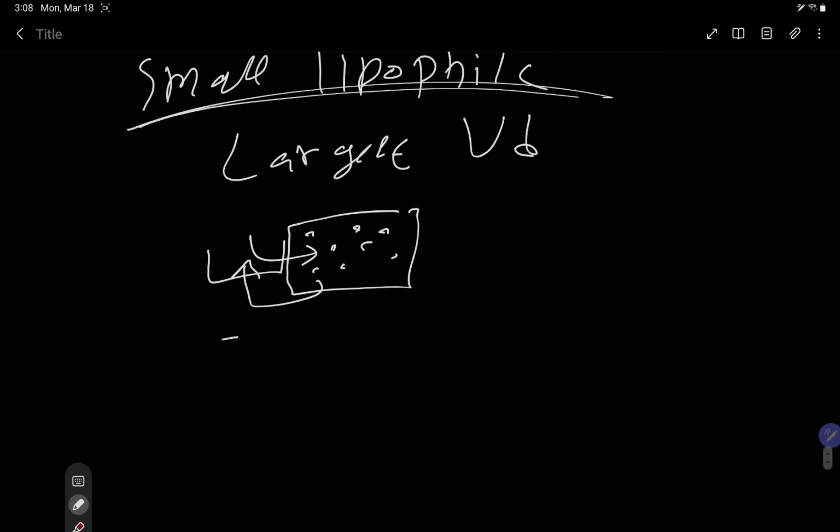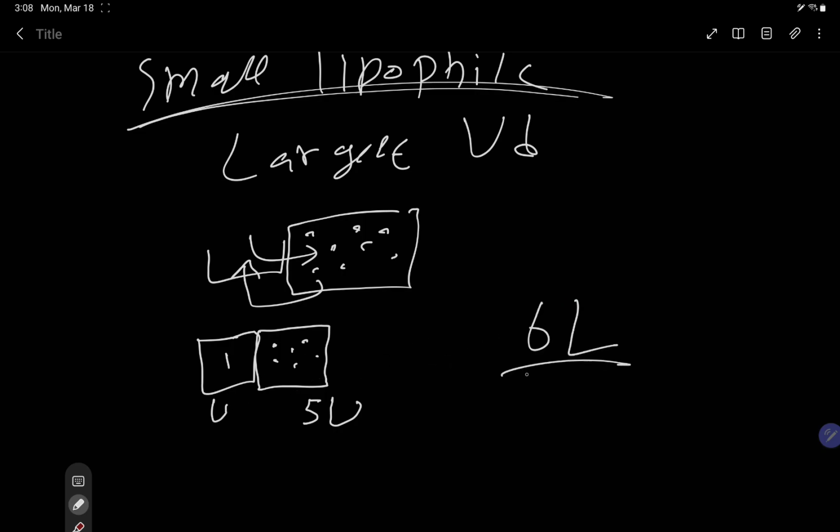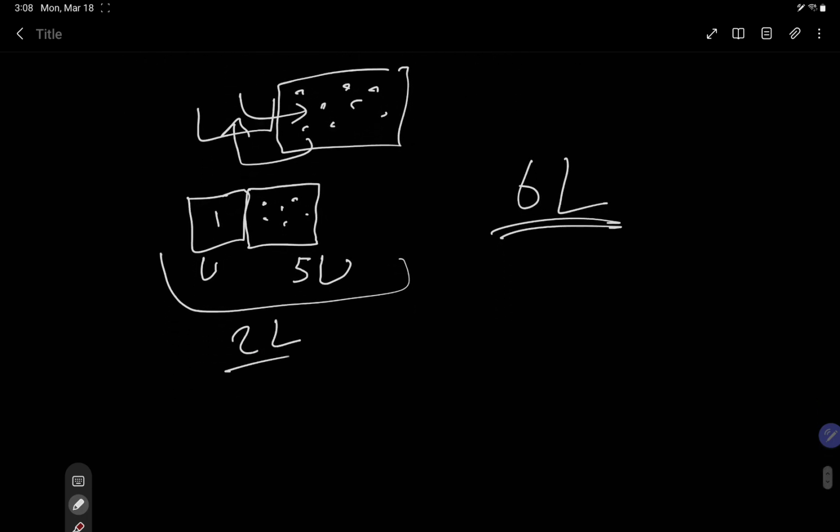So for example, we have 1 liter of plasma, and this is the size equivalent of 1 liter of fat. Maybe we will have 5 units here, and here only 1 unit, giving us the illusion of having 6 liters. As a size, this is only 2 liters.